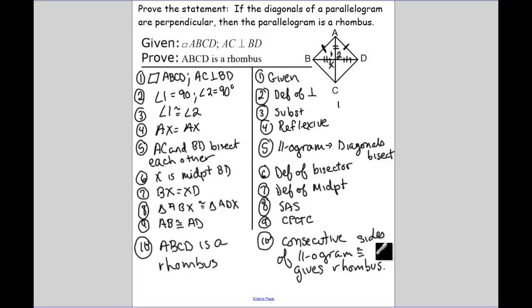Okay, so I used that theorem. If I wanted to, I could have proved all of the triangles congruent and said thus all the sides were congruent. But remember to work smarter. We have a theorem that says if the consecutive sides of a parallelogram are congruent, that's going to give us a rhombus.